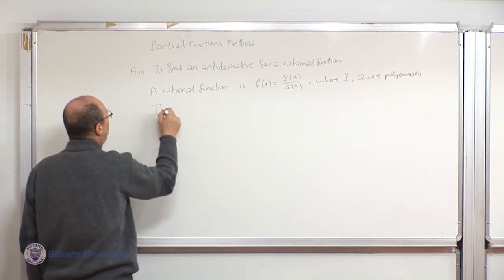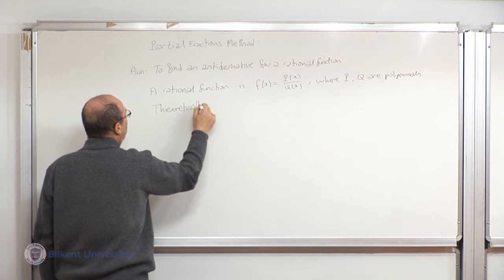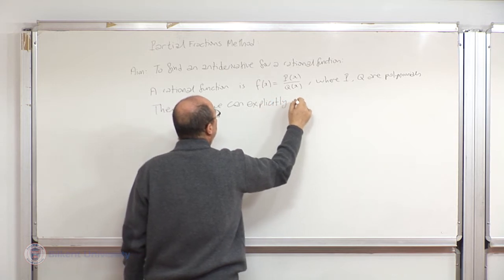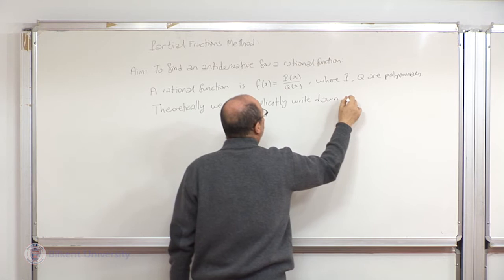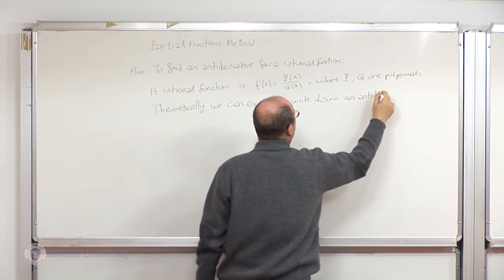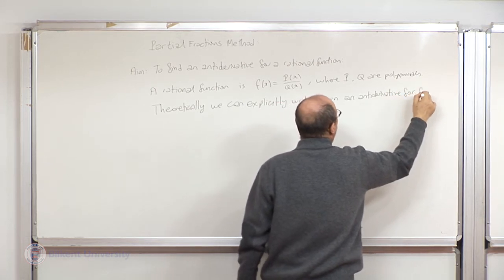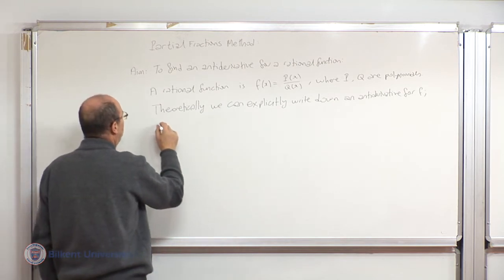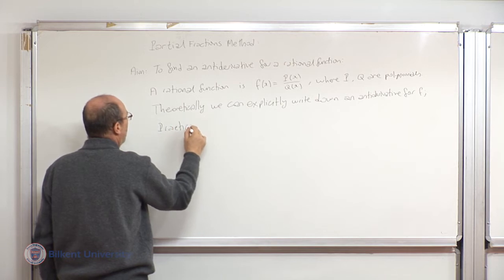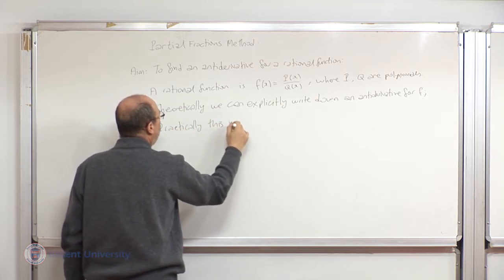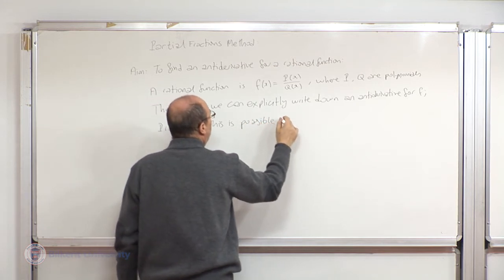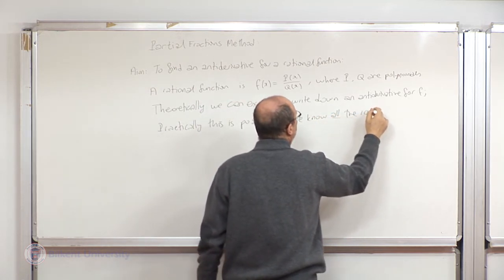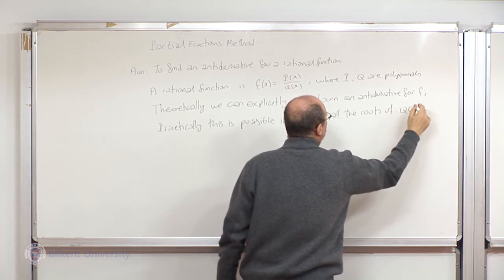Theoretically, we can explicitly write down an antiderivative for f, but practically we can do this if we know all the roots of q of x.